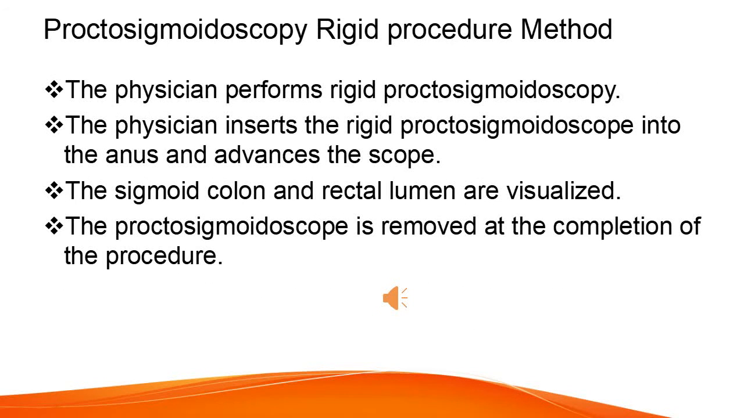Proctosigmoidoscopy rigid procedure method. The physician performs rigid proctosigmoidoscopy. The physician inserts the rigid proctosigmoidoscope into the anus and advances the scope. The sigmoid colon and rectal lumen are visualized. The proctosigmoidoscope is removed at the completion of the procedure.